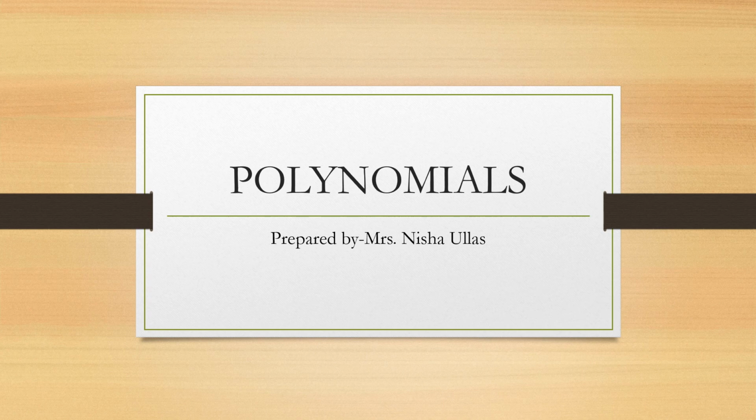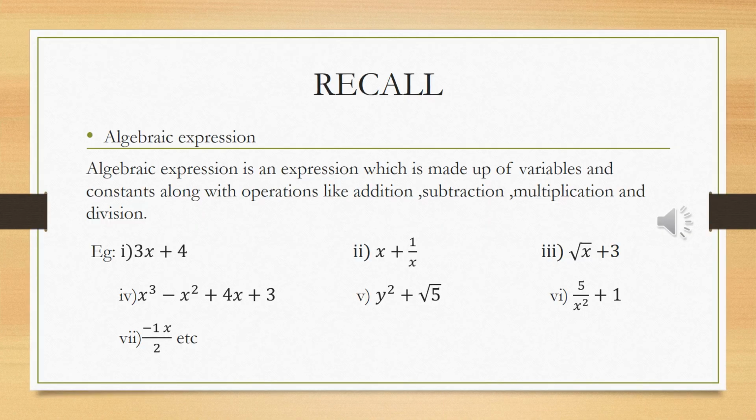And now we move on to the second chapter, polynomials. Before moving on to the chapter polynomials, let us recollect some of the topics which we have already learned in class 8. We have studied about algebraic expressions and their operations like addition, subtraction, multiplication, and division. Here, in this chapter, we shall study about a particular type of algebraic expression called polynomials. And in particular, we will be learning about polynomials in one variable.